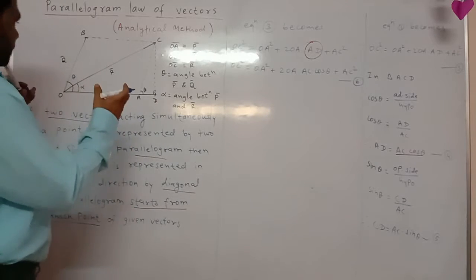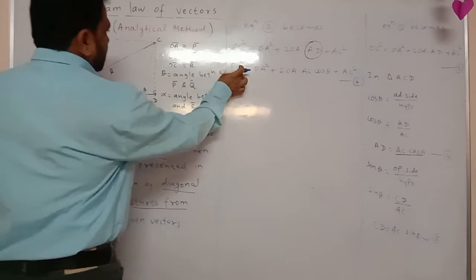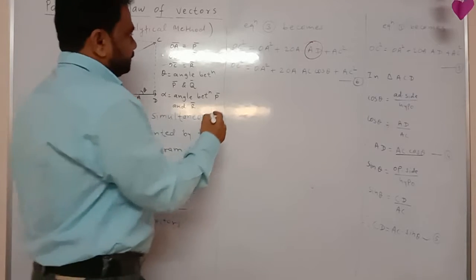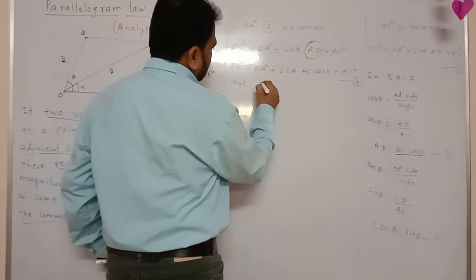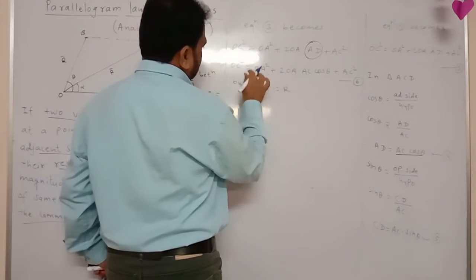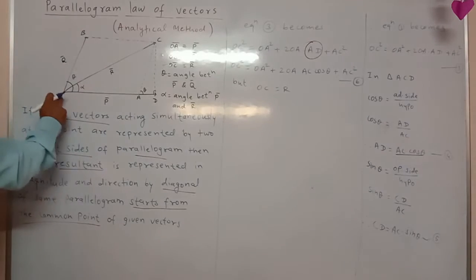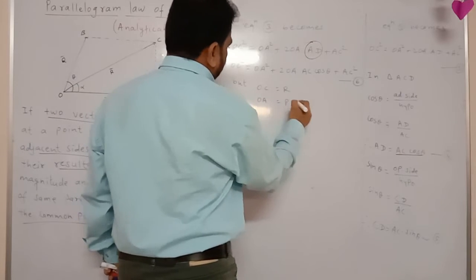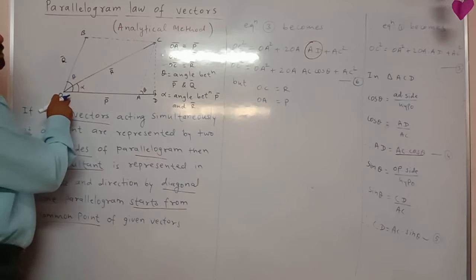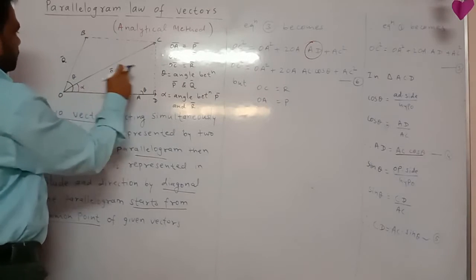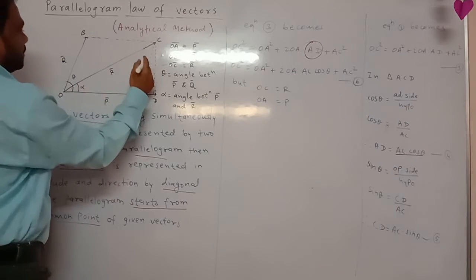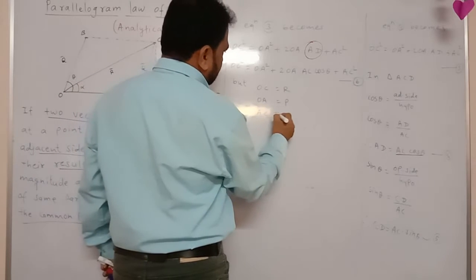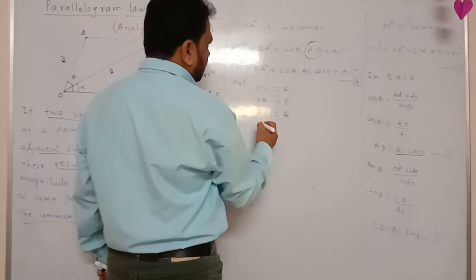Now concentrate on the diagram. See here, OC stands for what? OC is the resultant vector R. So OC is equal to R, the resultant vector. OA means vector P. Then AC: OB is Q, therefore AC is also vector Q.